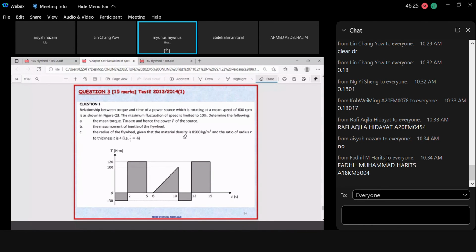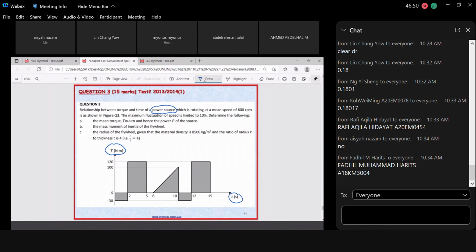What you have here, if you can read the equation, is the relationship between torque and time of a power source. The question doesn't mention what type of power source you have, so don't bother about that. You know this comes from the power source. Now tell me, if the power source keeps fluctuating, what is it coming from?